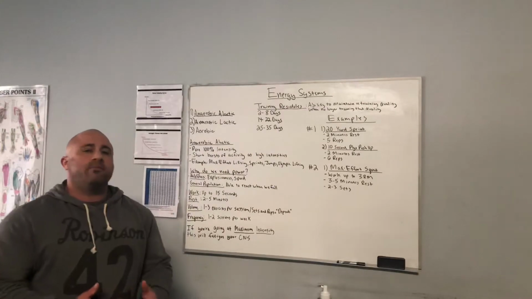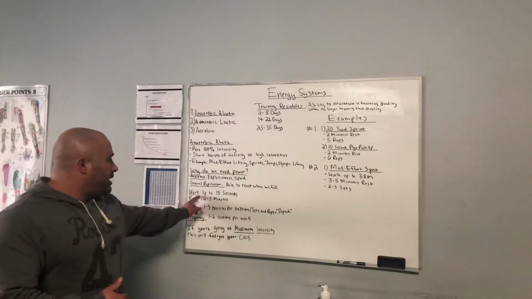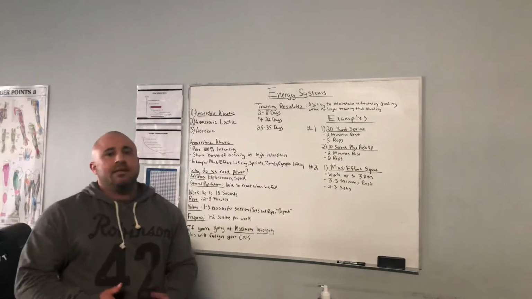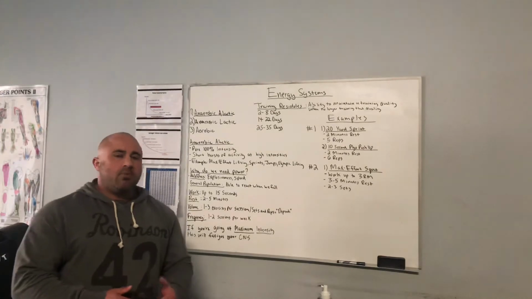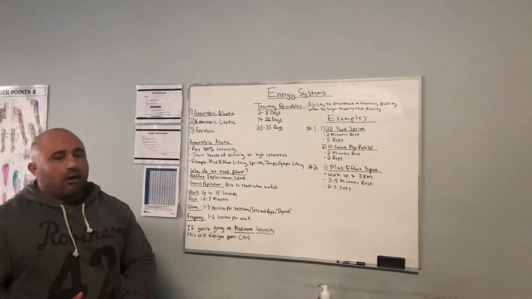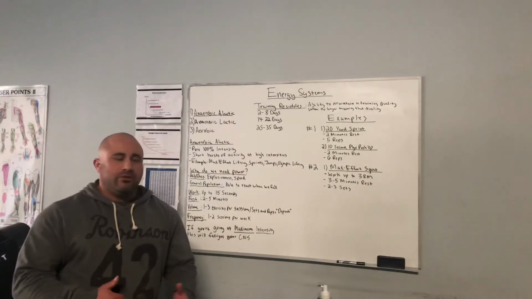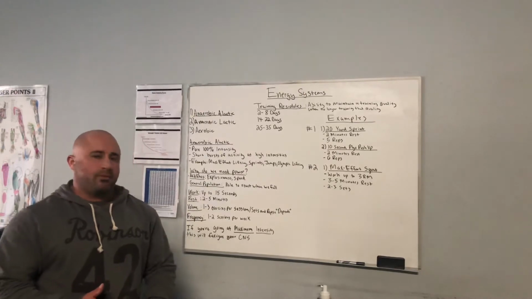Now we're going to go over some basic guidelines for anaerobic alactic training. The first one we're going to talk about is our work. Our work is going to stay in that 5 to 15 second range. Anything more than that brings it to a lactic state. Our rest is going to stay between 2 to 5 minutes, just so we can get our heart rate down to about 120 beats per minute.